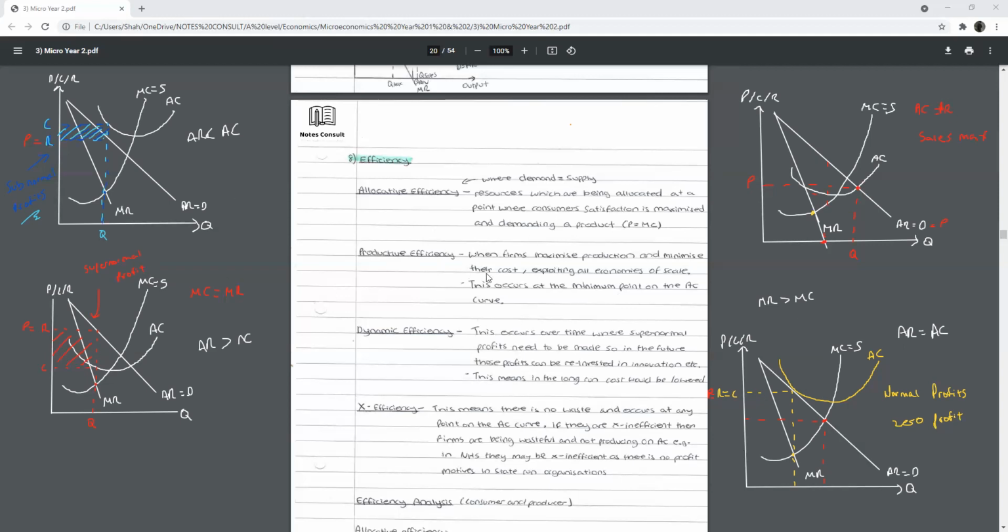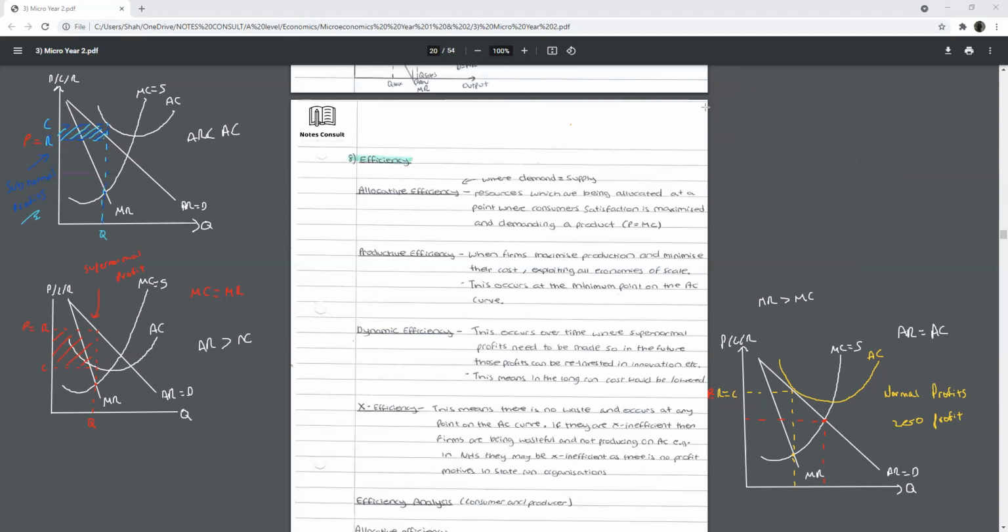Productive efficiency. This is when firms maximize production and minimize their costs, exploiting all economies of scale, and this occurs at the minimum point on the AC curve. So if a firm is producing at the minimum point on the AC curve, it has productive efficiency. None of these curves here are productively efficient because they're not producing at the minimum point on the AC curve. The only time we'll get a firm that is productively efficient is probably a perfect competition firm.